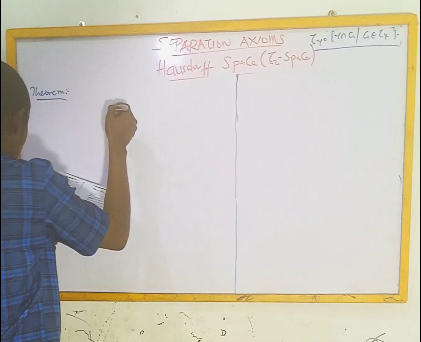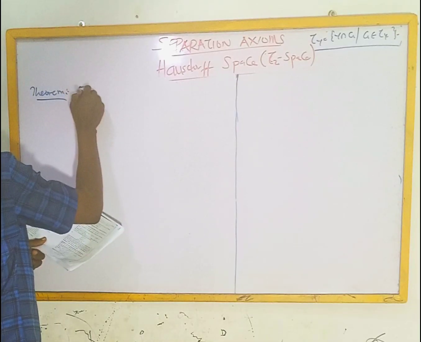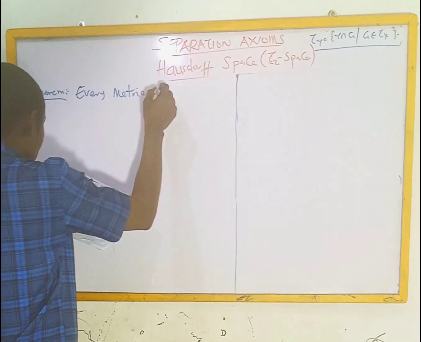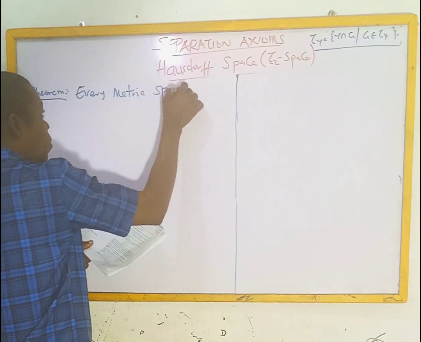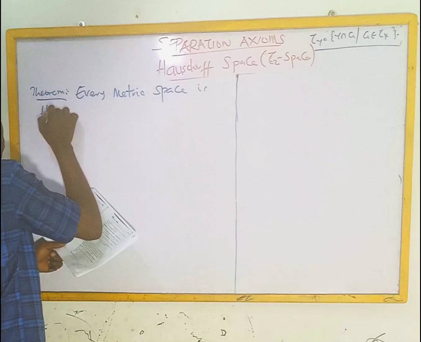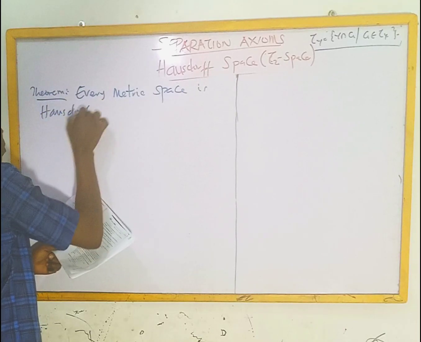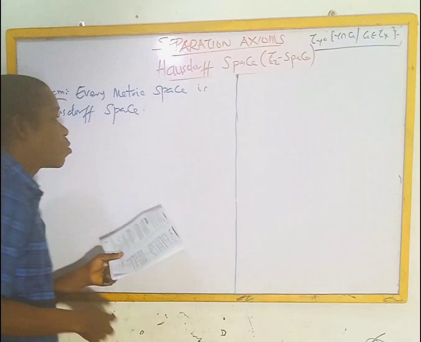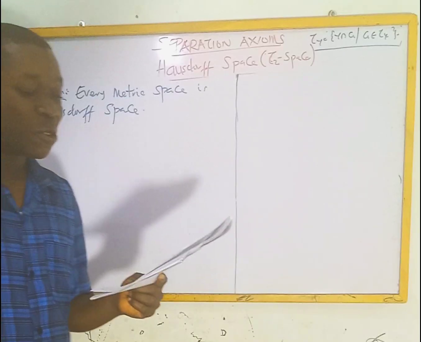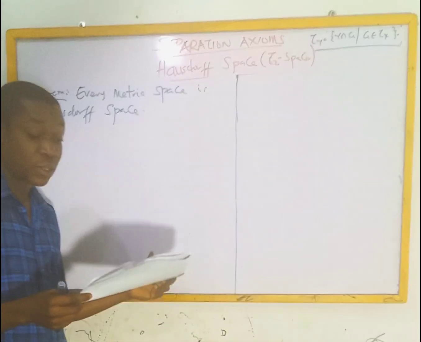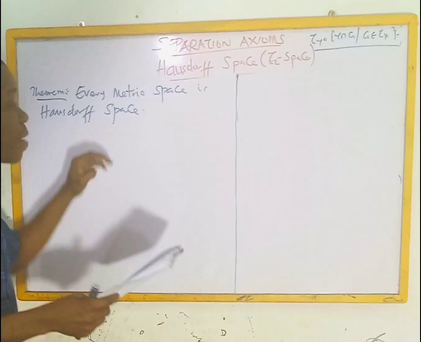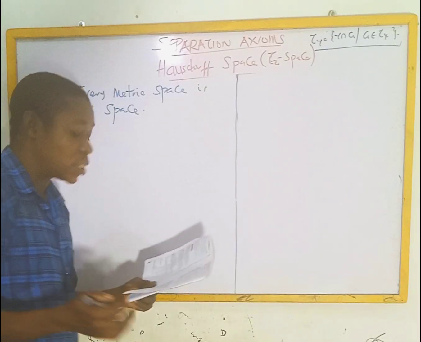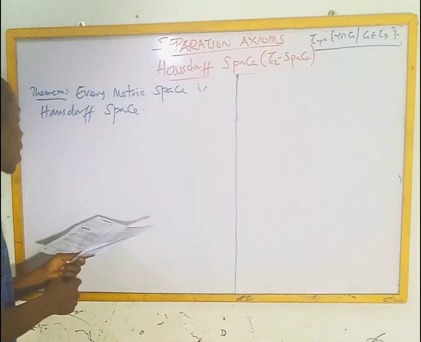Now it says that every metric space is a Hausdorff space. Look at that statement: every metric space is a Hausdorff space. And then you remember the concept of metric space. Can you remember that one? So every metric space is a Hausdorff space. What does it mean? Let's prove it.